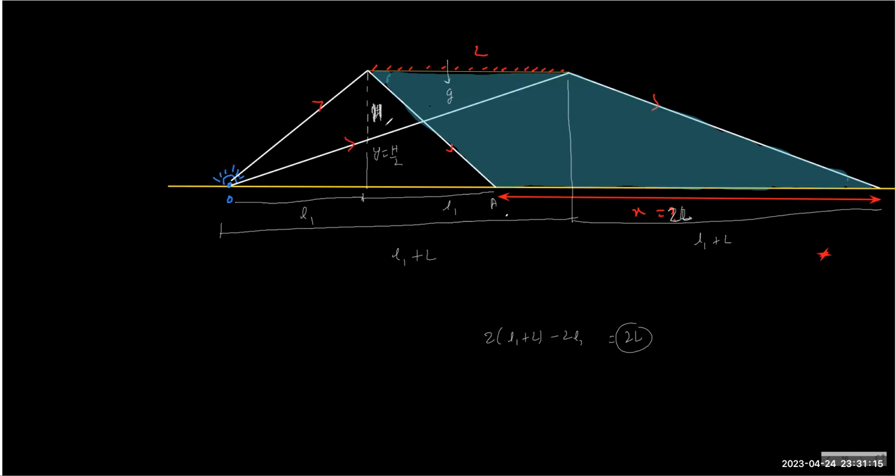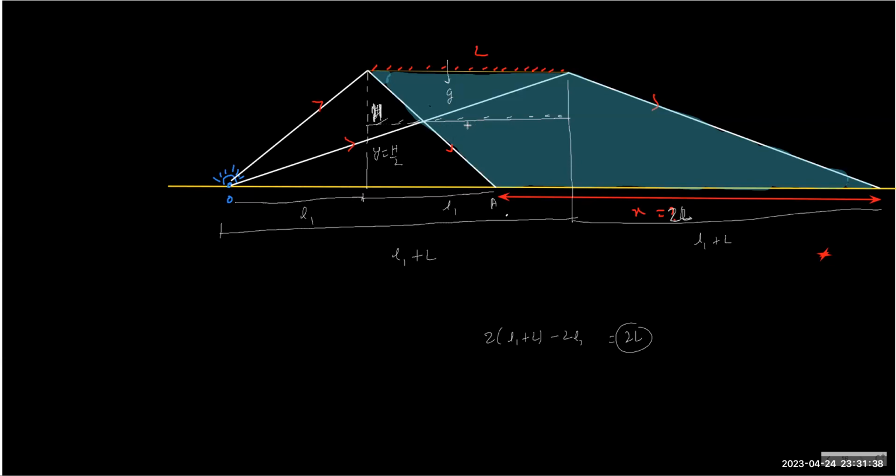What if I draw the mirror here? But then the length will be fixed. Okay, I understood what you're saying. It will come here, right? Yes. So it is shifting as it is coming down. The length is constant, but the shifting will happen, right?